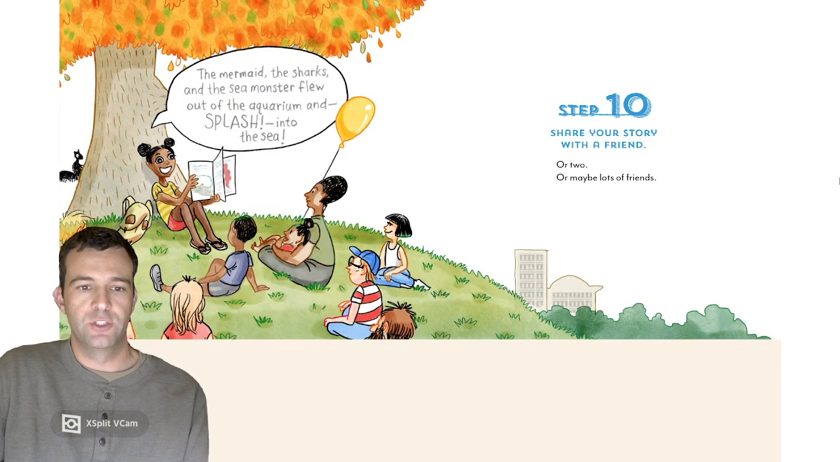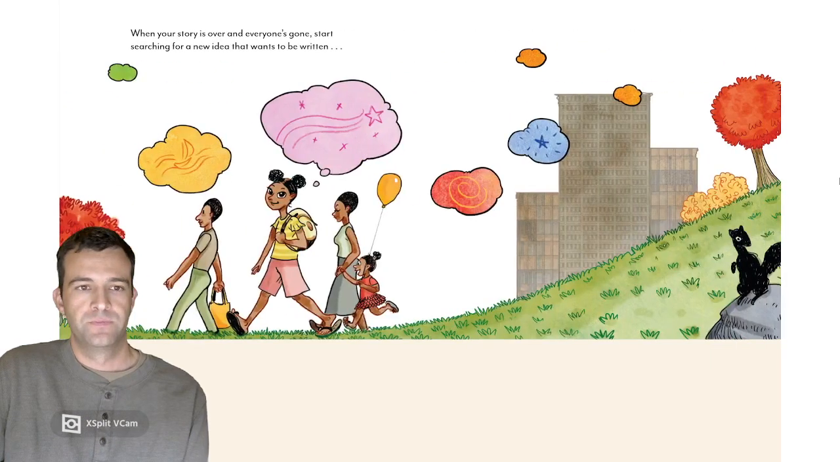Step 10. Share your story with a friend, or 2, or maybe lots of friends. The mermaid, the sharks, and the sea monster flew out of the aquarium and splashed into the sea. When your story is over and everyone's gone, start searching for a new idea that wants to be written.